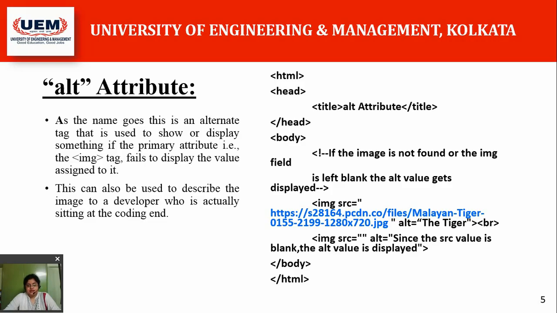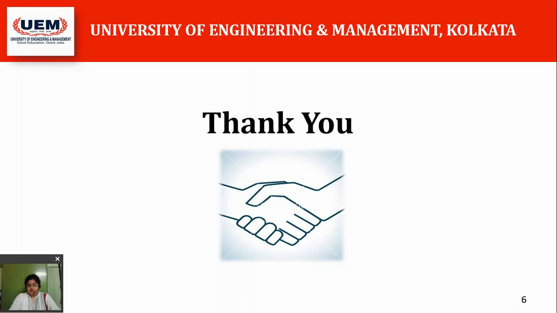Since the src value, that means the source value, is blank, the alt value is displayed. And what is the value? In the first image tag, after putting the image source, alt equals to the tiger. And before saying thank you, we will execute the codes. At first, I will show you the simple img tag with the src attribute, and after that the alt attribute.